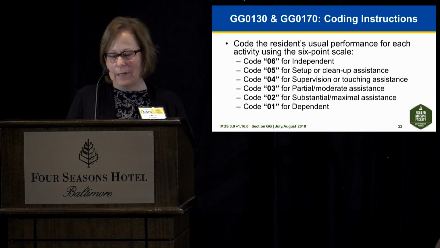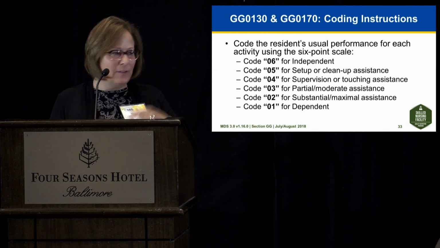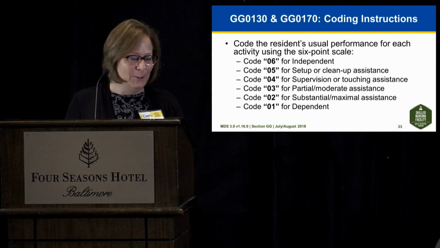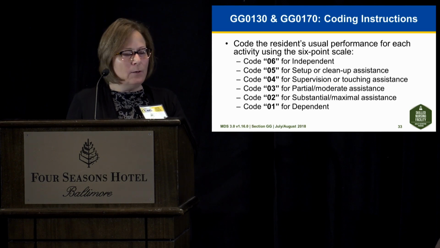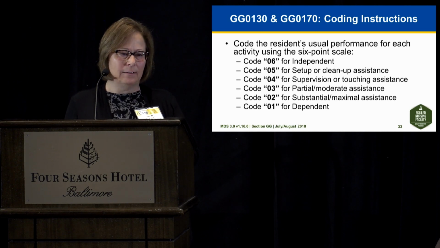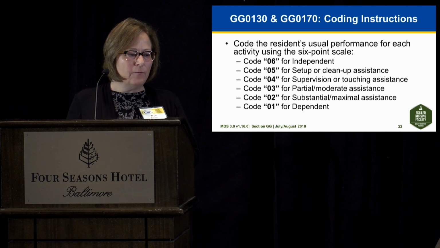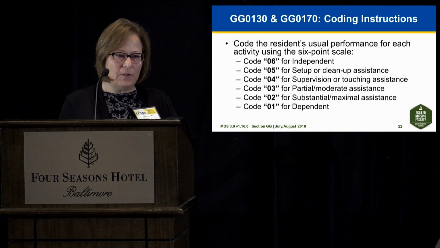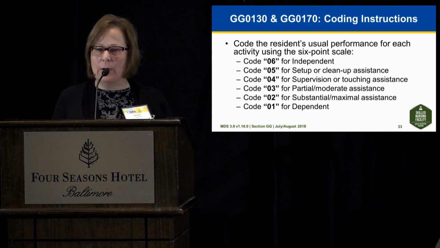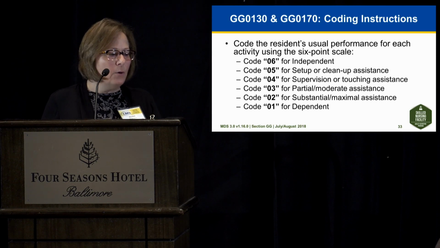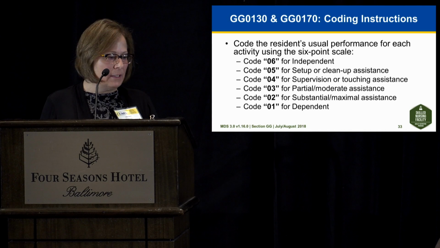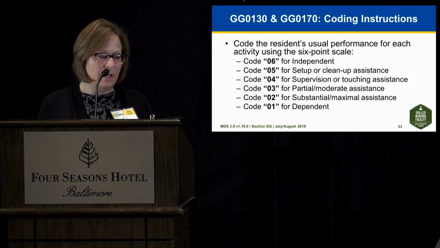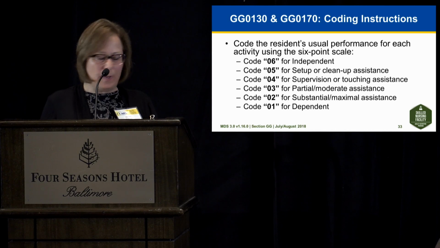So I carry my MDS, but if I don't want to be flipping pages, I have my little, I'll call it my cue card. So you want to code 06 for independent, code 05 for setup or cleanup assistance, code 04 for supervision or touching assistance, which now includes contact guard, right? Code 03 for partial moderate assistance, code 02 for substantial maximal assistance, and code 01 for dependent.